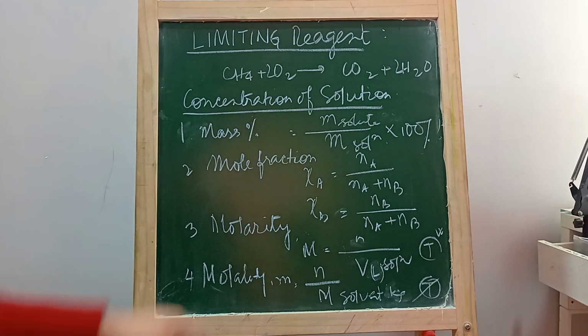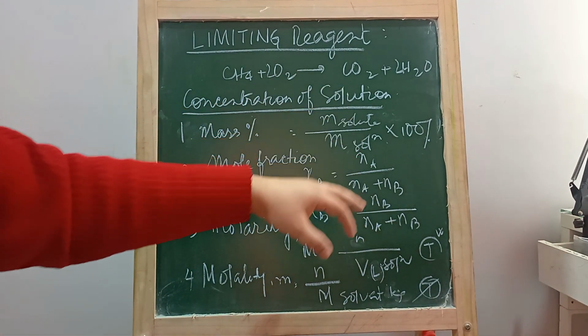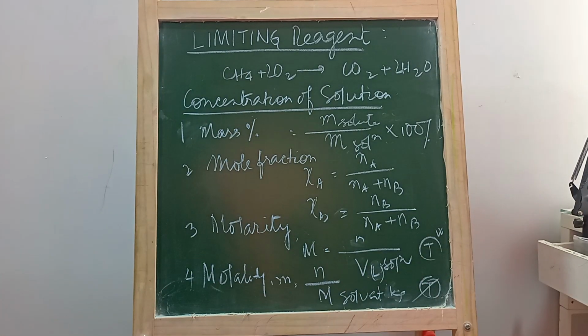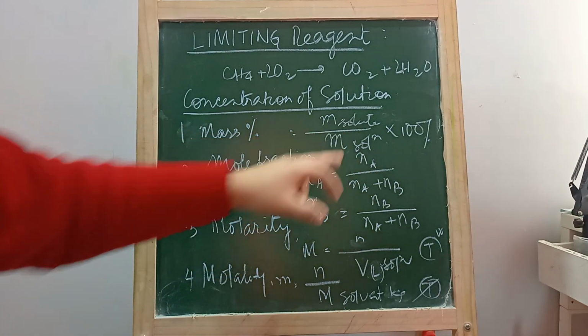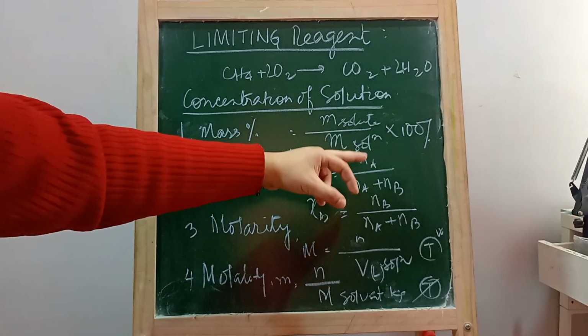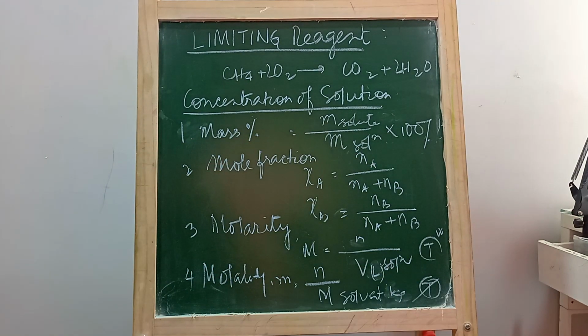So how will you calculate? We keep the mass of solid above, and below that the mass of the whole solution, multiplied by 100%. So it is the mass percentage of the solute compared to the mass of the solution.